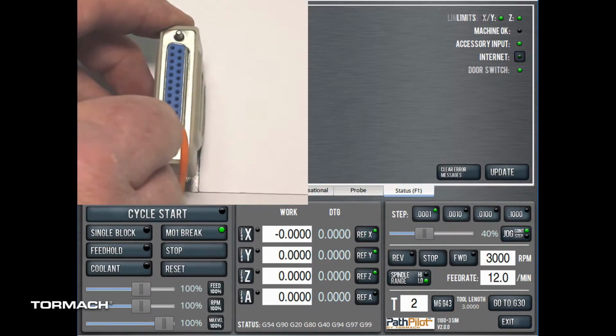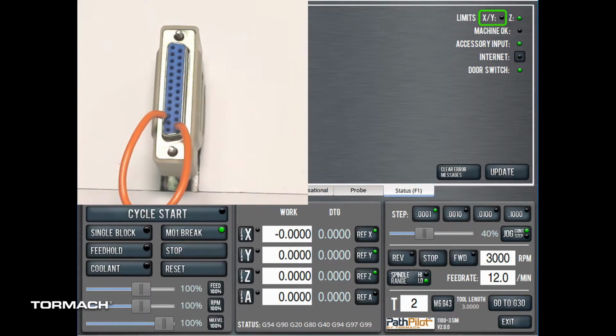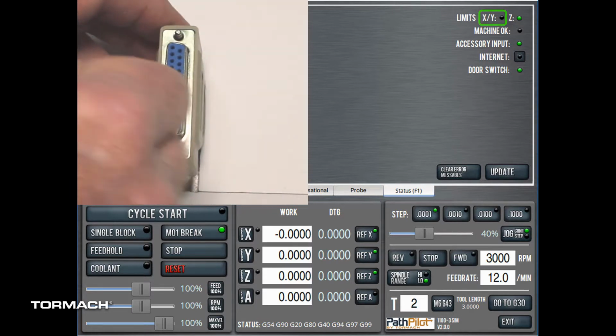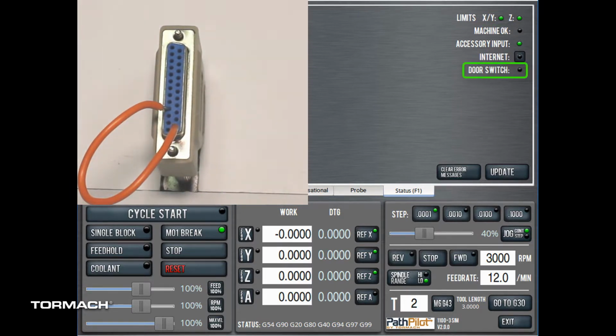If your machine has an enclosure switch, the testing is similar. However, pin 11 toggles the XY indicator, and pin 10 illuminates the door switch indicator. Pin 12 Z axis and pin 13 accessory input remain the same.